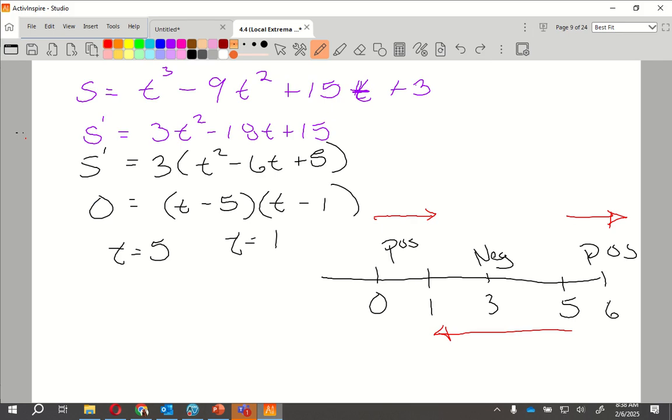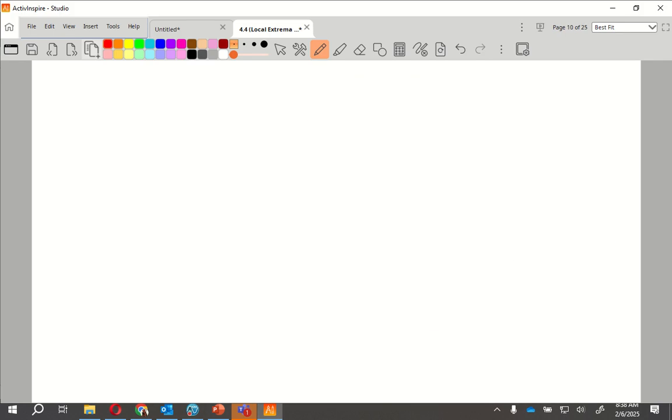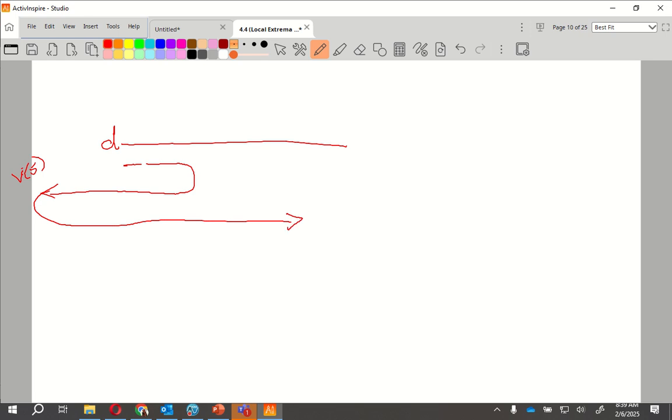So, let's make it look like this. This is my distance. Here's a graph of my distance. Starting from here, I go to 1. At 1, I go back this way all the way till 5, and this is my V of 5. And at 5, I go back this way.